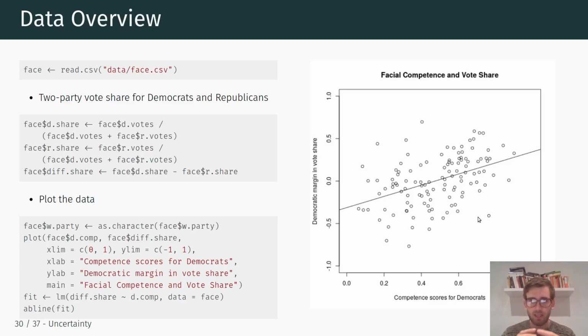But the question is, how much uncertainty is there around our estimates, and to what extent would we reject the null hypothesis that there is no relationship between the competence ratings and the Democratic vote win margin?